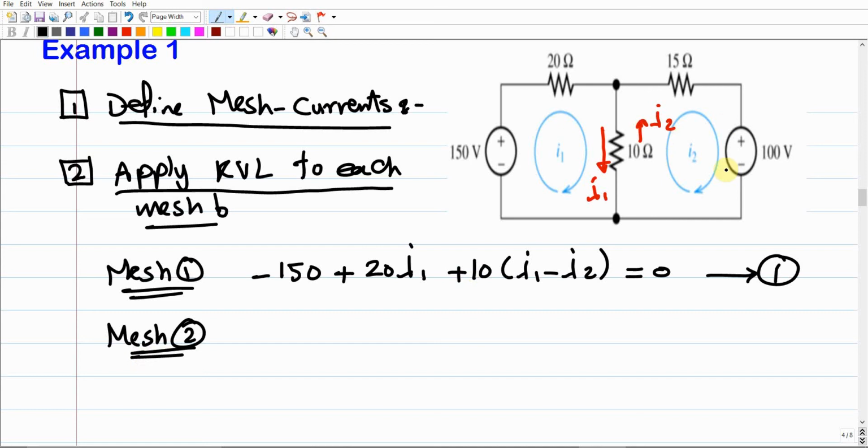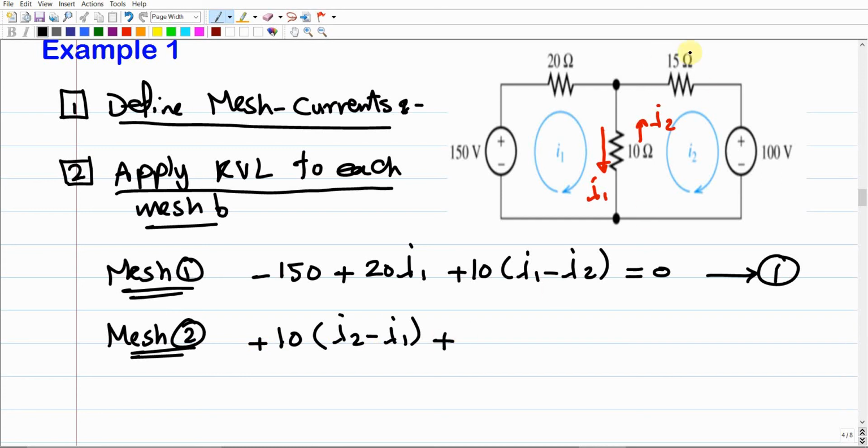For mesh 2, we have 3 electrical elements. We have the 10 times. How much is the current over this one? In this case, it will be I2 negative I1. Why I2 negative I1? Because we are working on mesh 2, so our reference will be I2. Why negative I1? Because they are moving in opposite directions. And this one should be positive, because it is output, it is a resistor.